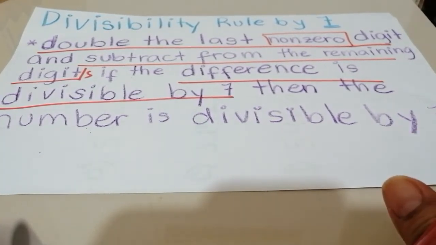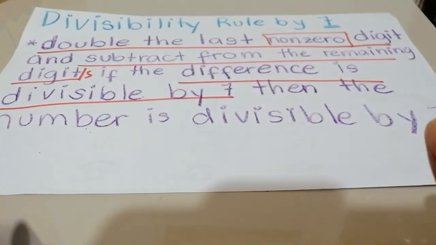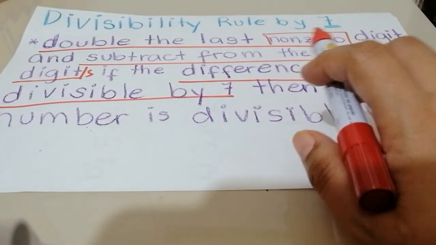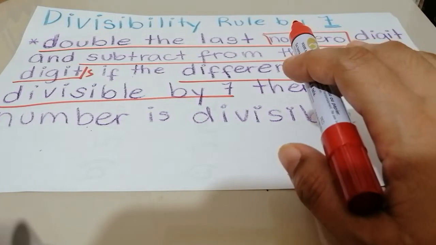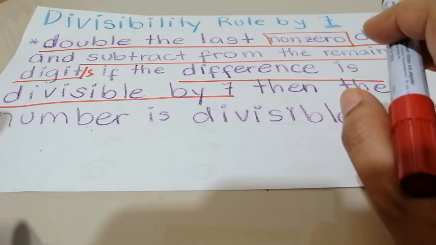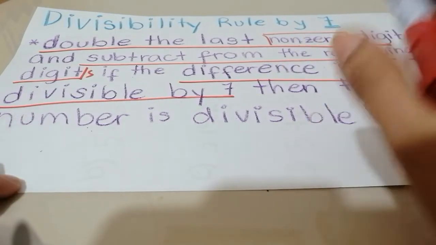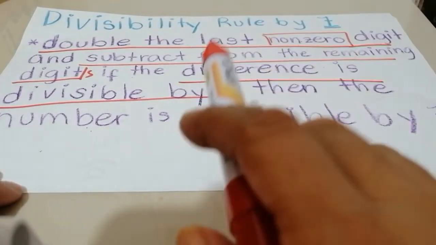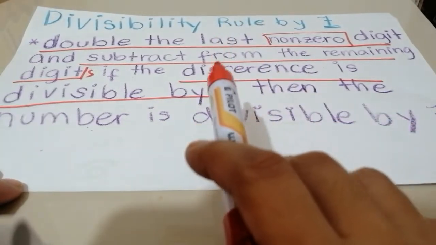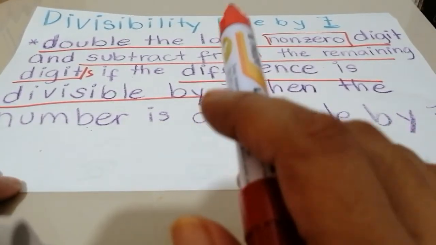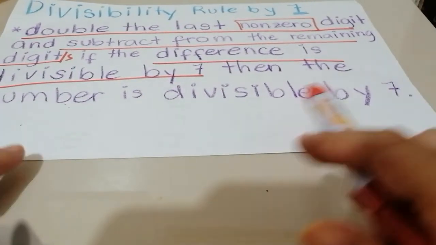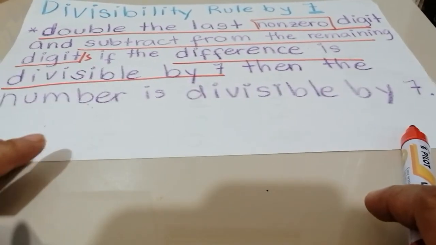After mo ma-multiply ng 2 yung last digit, isusubtract mo siya doon sa natitirang number. Okay? So, subtract mo yung product dun sa natitirang number. After mo siyang masubtract, yung answer nun, i-divide mo by 7. If it's divisible by 7, meaning wala siyang kahit anong remainder, kailangan ang remainder ay 0, then masasabi mo na yung number na yon ay divisible by 7.